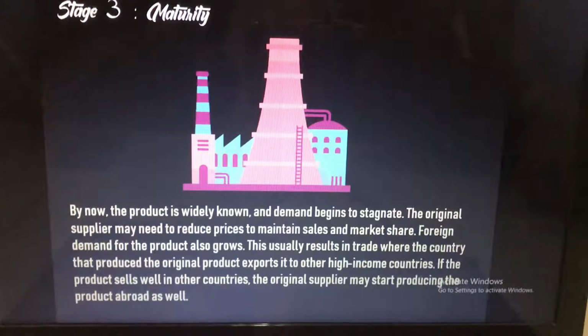Yeah, and then moving on to the third stage, maturity. This stage is where the product becomes widely known, like how it is right now in Malaysia and the bubble tea craze. And then the demand starts to stagnate, like we see now in stores in Malaysia, like in Tea Life and other bubble tea stores. We start to see people not going to these stores much anymore. The sales start to stagnate, and then the supplier would come up with other strategies like reducing the price to maintain sales and market share.